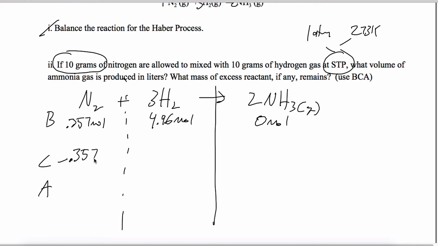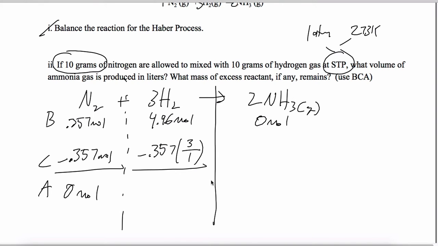negative 0.357 moles. That's going to leave me with a completely consumed amount of nitrogen gas. I'm going to subtract that from negative 0.357 multiplied by the mole ratio, which is 3 over 1. And what I need to get here is 4.96 minus 0.357 times 3. That's 3.89. Okay, so we have 3.89 moles. That's really going to lead us to that second piece, the mass of excess.